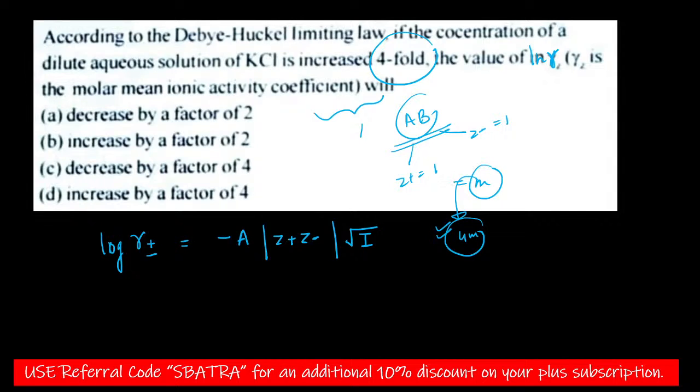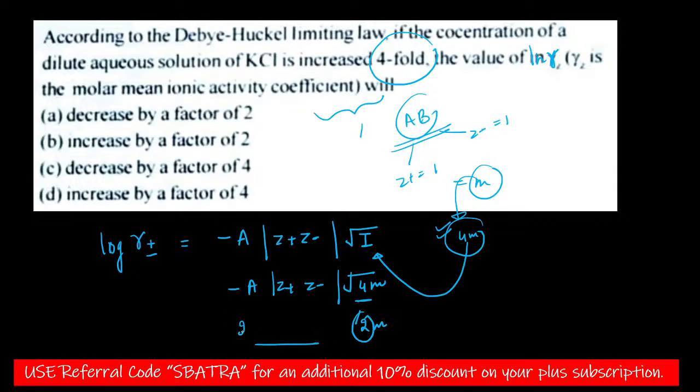So what can I write over here? That means the ionic strength is 4M. New ionic strength is 4M over here. So I'll substitute this new ionic strength into the under-root brackets. So now this is minus A Z positive Z negative under root of 4M. Now what is under root of 4M? Under root of 4M is nothing but 2 root M. That means we have a new coefficient here, that is 2.